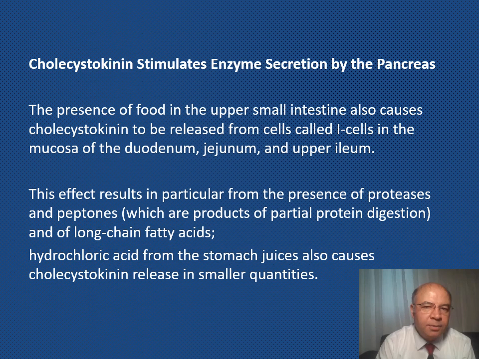Cholecystokinin stimulates enzyme secretion by the pancreas. The presence of food in the upper small intestine also causes cholecystokinin to be released from cells called I cells in the mucosa of the duodenum, jejunum, and upper ileum. This effect results in particular from the presence of proteases and peptones, which are products of partial protein digestion, and of long-chain fatty acids. Hydrochloric acid from the stomach juices also causes cholecystokinin to be released in smaller quantities.